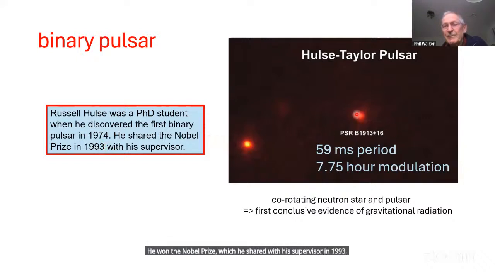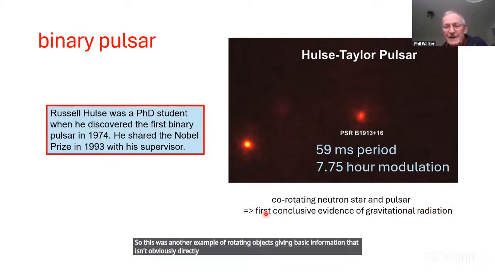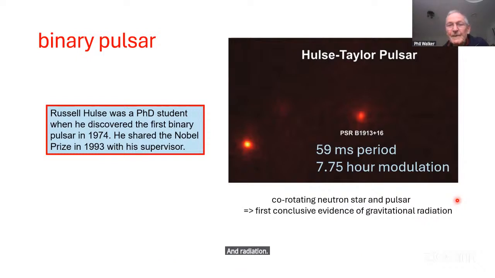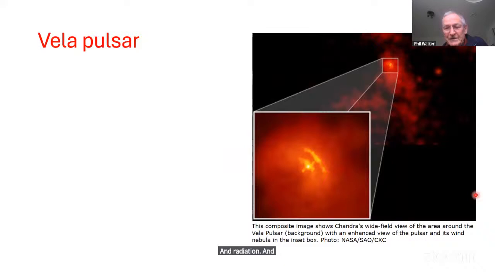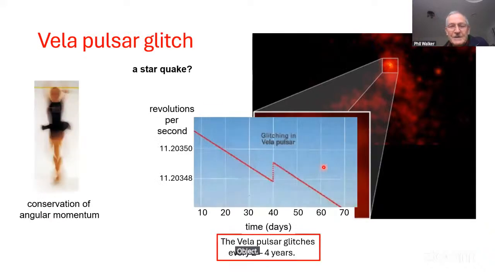So this was another example of rotating objects giving basic information that isn't obviously directly related to seeing inside them, revealing the basic forces of nature and radiation. And a third feature of pulsars comes from the Vela pulsar, and that's in the middle of this object, and it has what I consider a rather unusual behavior.